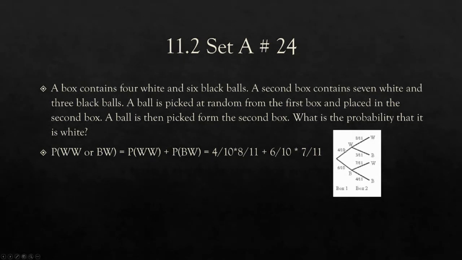So if you draw out a white ball the first time around, the second box started with 7 white, but we're going to put in the white that we drew out. So now it has 8 white balls out of 11 balls. And then there are 3 black balls. So the probability of drawing white is 8/11, and the probability of drawing black is 3/11.